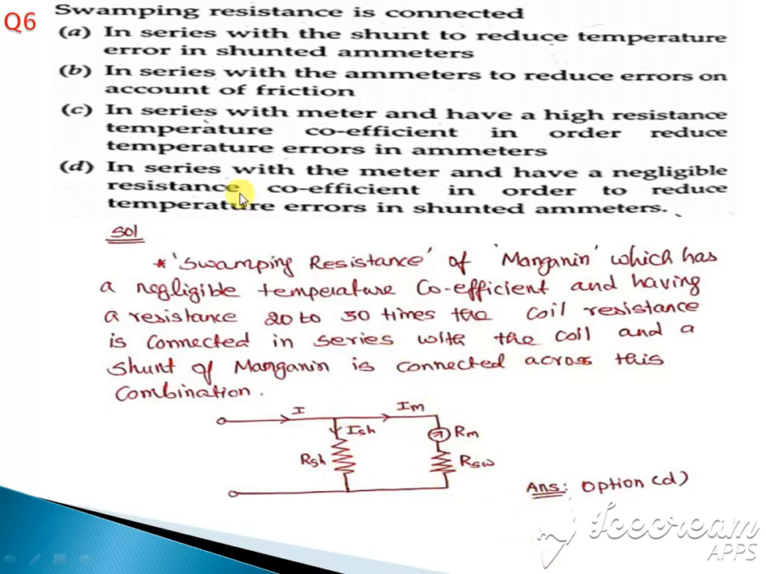So the answer is option D: in series with the meter and having a negligible temperature coefficient, in order to reduce the temperature error in shunted ammeters.